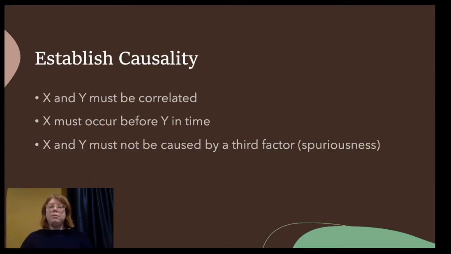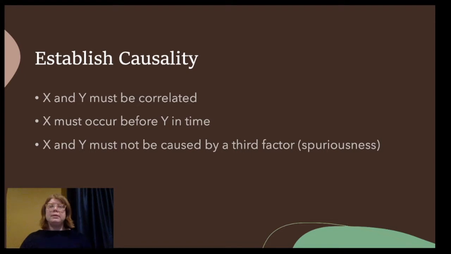So in order to establish causality, X and Y must be correlated. In other words, if X goes up, something has to happen to Y. Either it goes up or down according to changes in X. Here, X is an independent variable and Y is a dependent variable. X has to occur in time before Y. So it doesn't make sense to say that X causes Y if Y happens before X happens. And finally, X and Y must not be caused by a third factor.